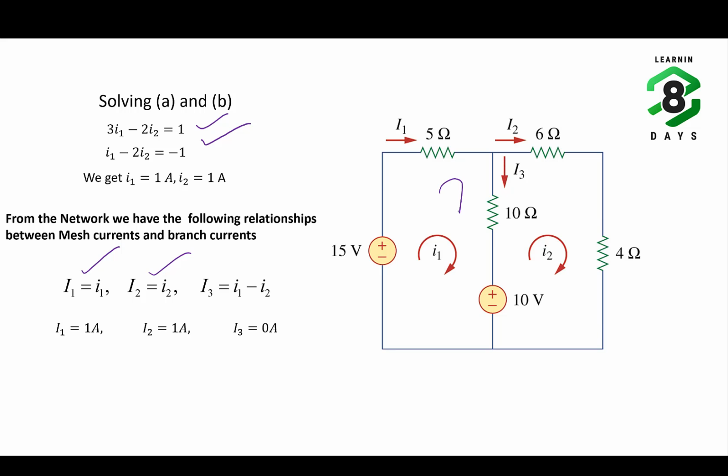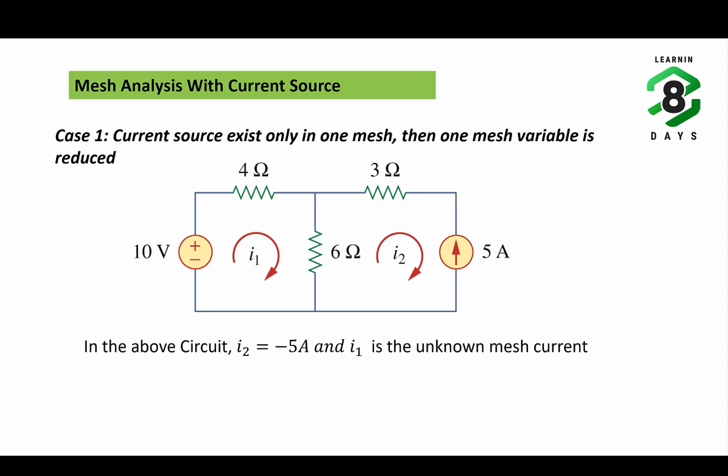So in this direction it is small I1. In this opposite direction it is small I2. So the net current in this direction, that is capital I3, is given by small I1 minus I2, which is equal to 0 ampere.